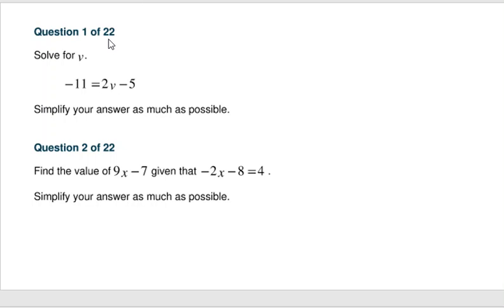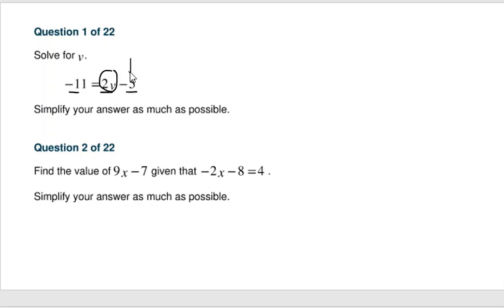Okay, so I just pulled some sample problems that look just like those on your assignment. So question 1 says solve for V. Now you can see that this one right here is a two-step equation. We have 2 times V, subtract 5 equals negative 11. And remember, whenever you're solving an equation, you want to isolate the variable. You want to get the variable all by itself.